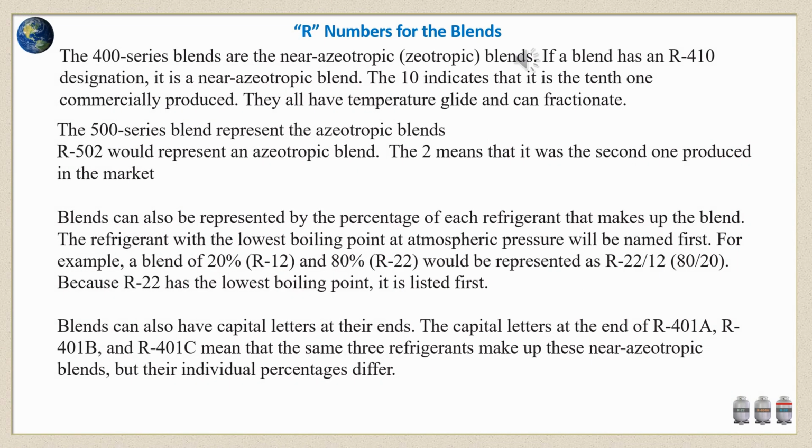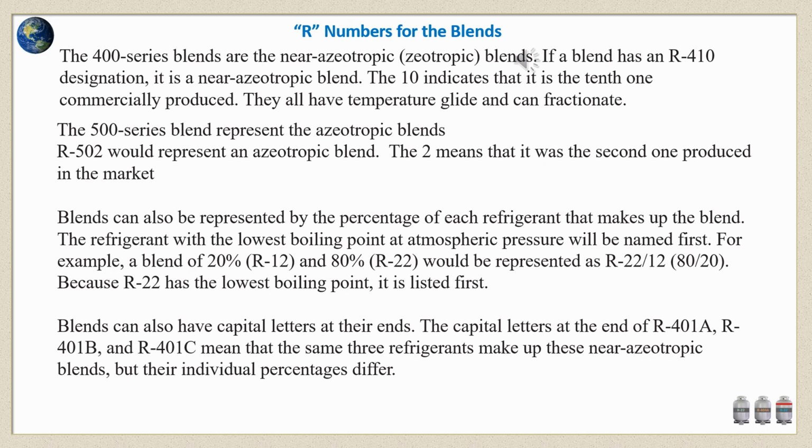R numbers for the blends. The 400 series blends are the near azeotropic zeotropic blends. If a blend has an R410 designation, it is a near azeotropic blend. The 10 indicates that it is the 10th one commercially produced. They all have temperature glide and can fractionate. The 500 series blends represent the azeotropic blends. R502 would represent an azeotropic blend. The 2 means that it was the second one produced on the market.